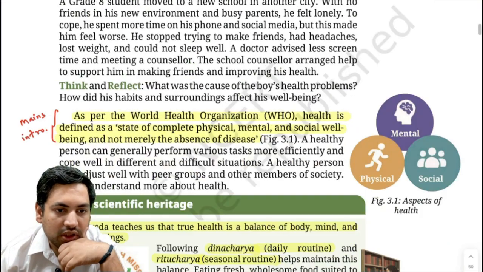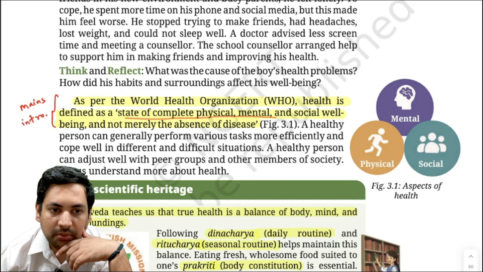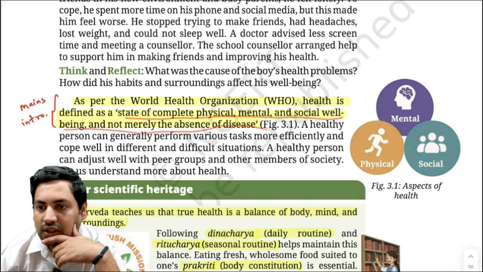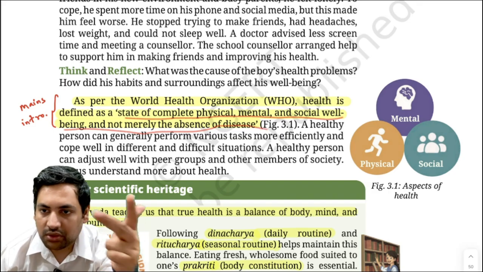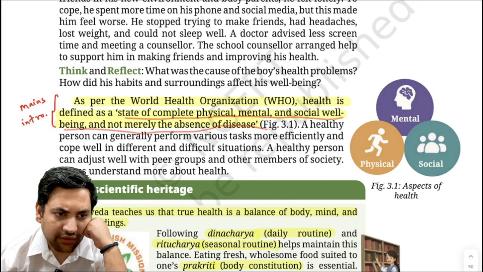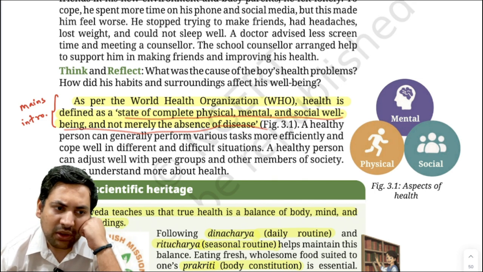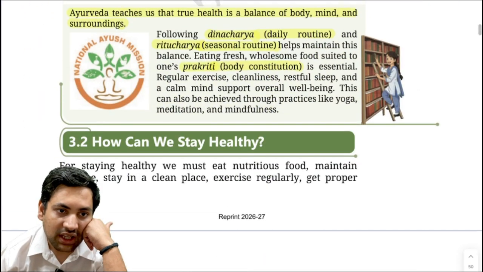This is a good definition that you can use in mains also. As per WHO, health is defined as a state of complete physical, mental, and social well-being, and not merely the absence of disease. Correct. Good definition. Then, a healthy person will be able to perform things more efficiently. This you understand.